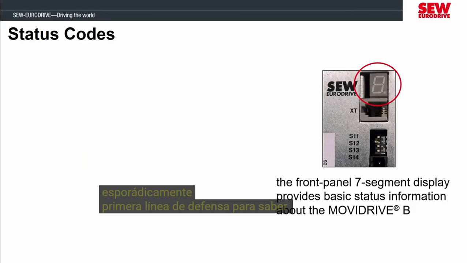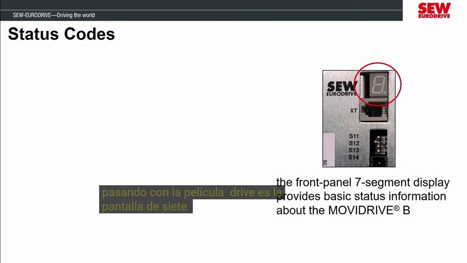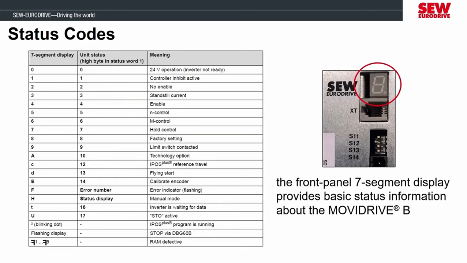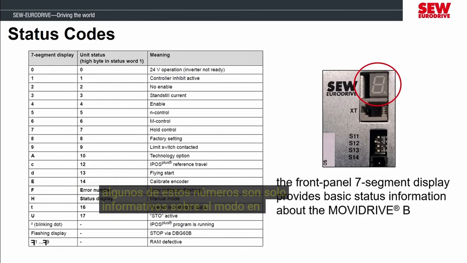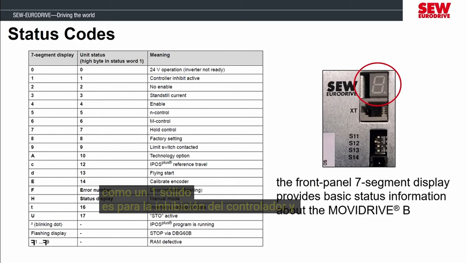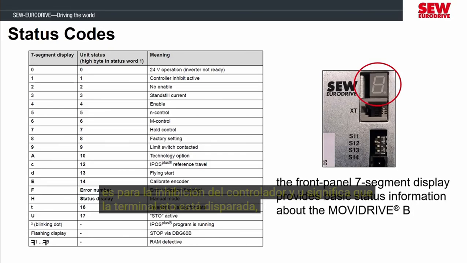The first line of defense to know what is going on with the MOVIDRIVE is the 7-segment display. Some of these numbers are just informational for what mode the MOVIDRIVE is in. I've already mentioned a couple of these, like a solid 1 is for controller inhibit, and U means the STO terminal is tripped. Other common ones is the letter A.